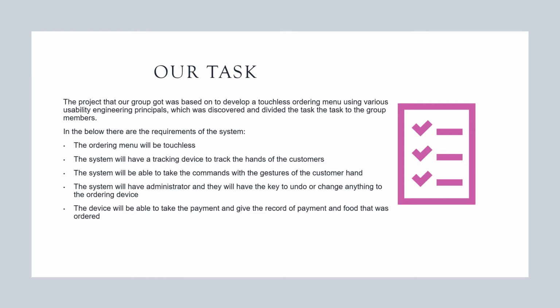The system had to have a tracking device in the hands of the customers. The system was also able to take commands with the gestures of the customer's hand. The system will also have an administrator, who will have to make key changes in any of the ordering devices. The device will also be able to take payment and give a record of the payment and the food that was ordered. The next slide will be presented by Farid.